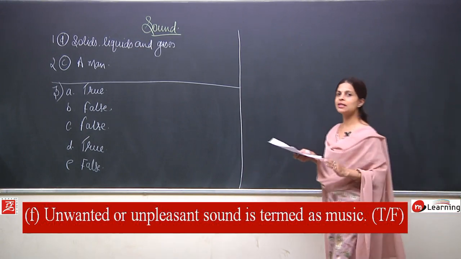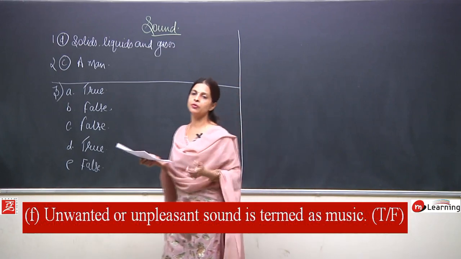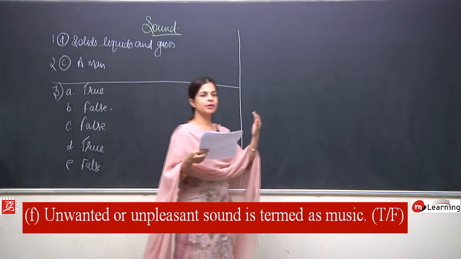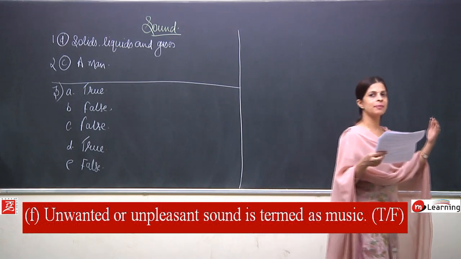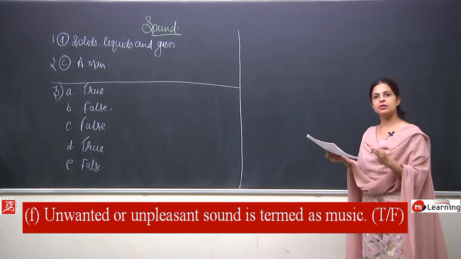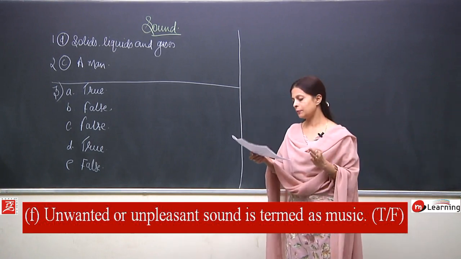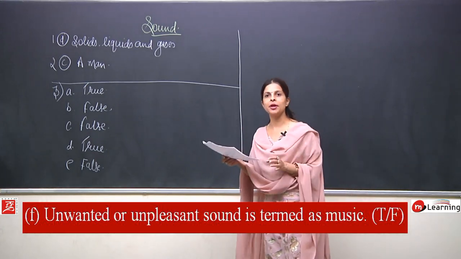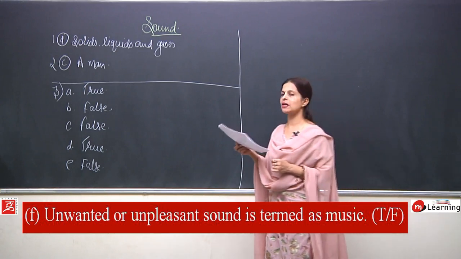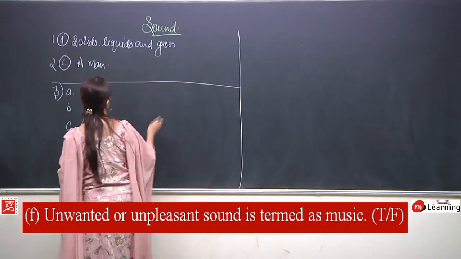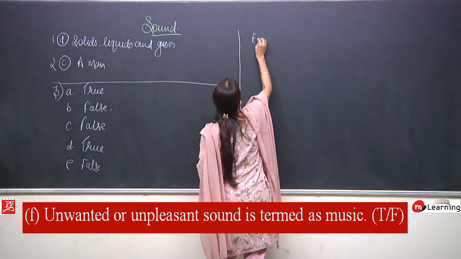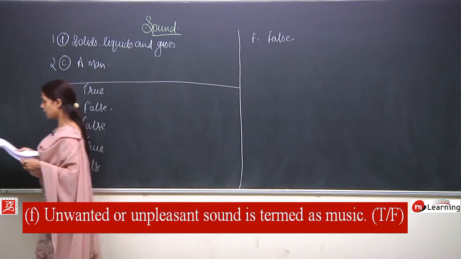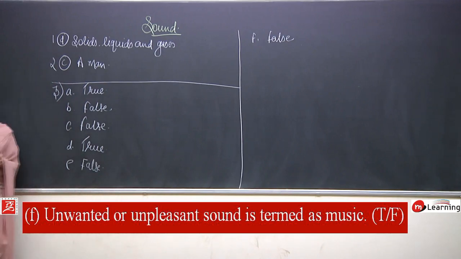No, music is something which follows the rules, okay. A fixed path is there. Change in frequency is also particular. It happens in a particular way. So whenever the sound is unpleasant and unwanted, is it music, children? No, not at all, children. I was just kidding that time. So unwanted or unpleasant sound is termed as music, and F is false. It should be termed as noise.